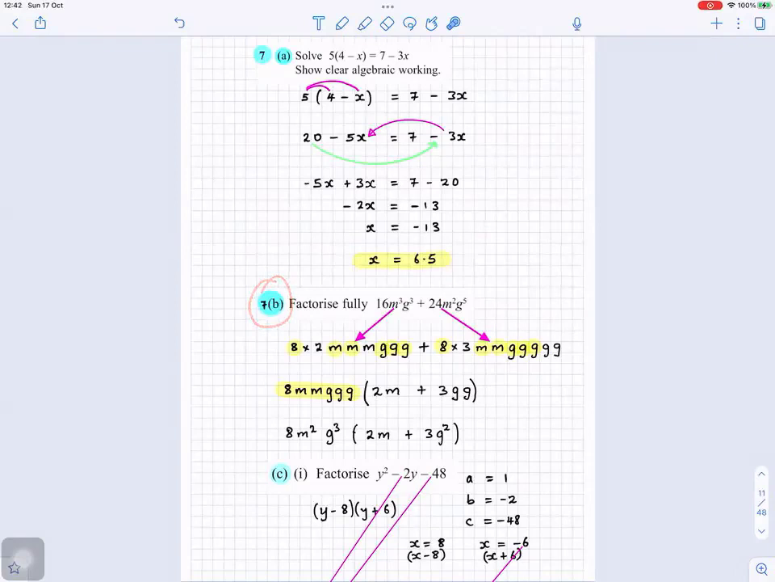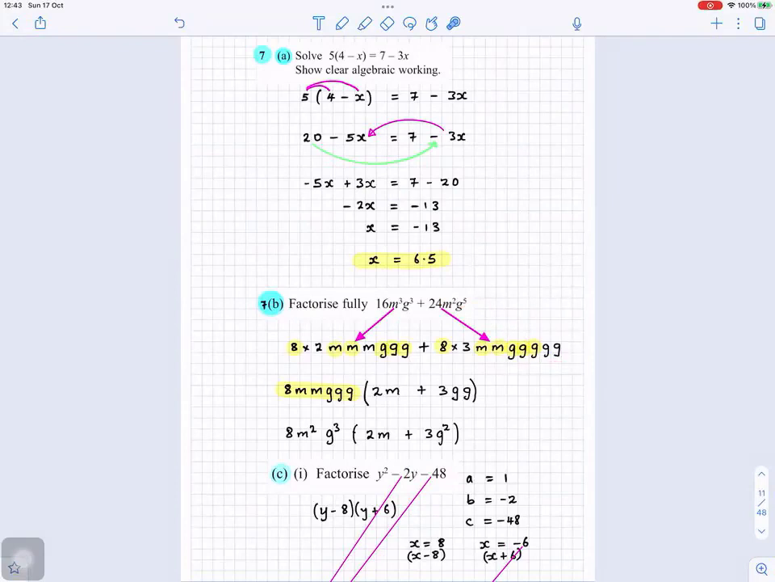Question 7b. Factorize fully 16m cubed g cubed plus 24m squared g to the power 5. We can write it all out. 16 is 8 times 2. m cubed is 3 m's, 1, 2, 3. g cubed is 3 g's, 1, 2, 3. 24 is 8 times 3. m squared is m times m. g to the 5 is 5 g's there.